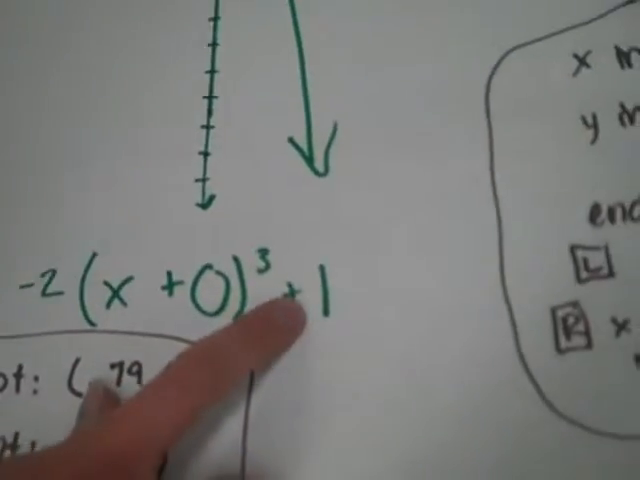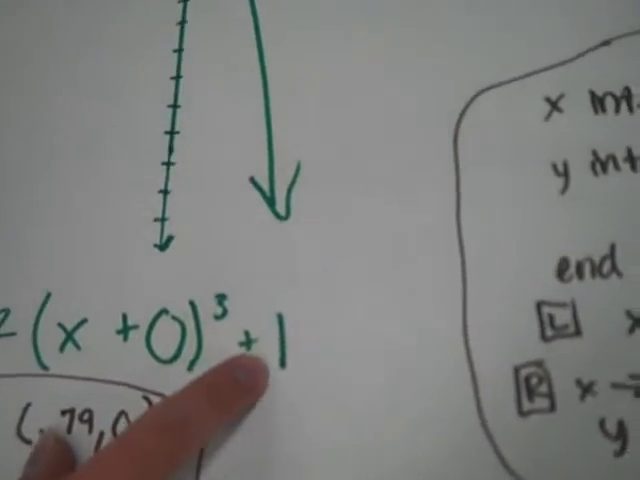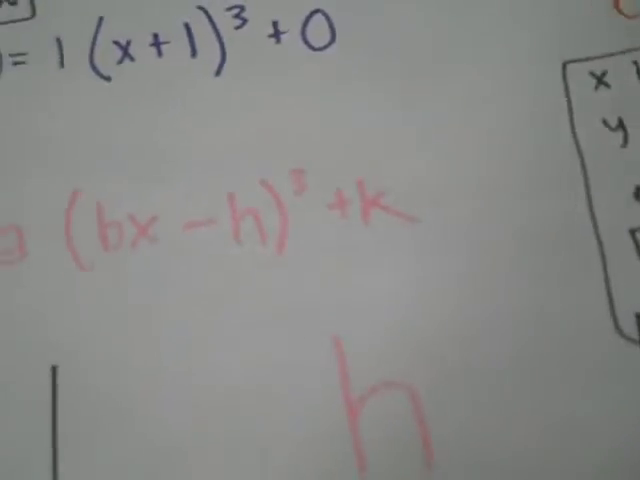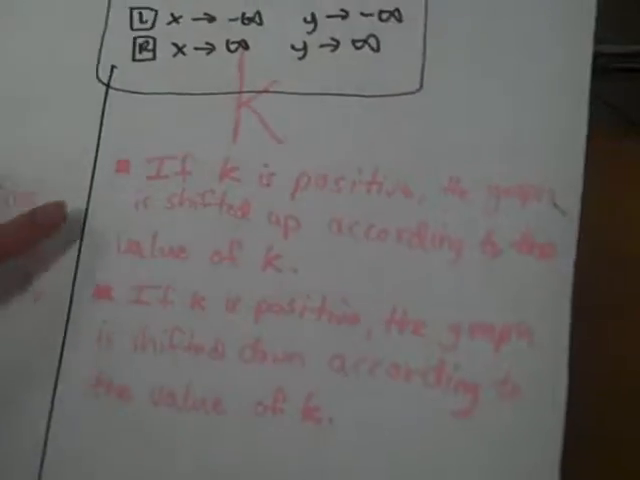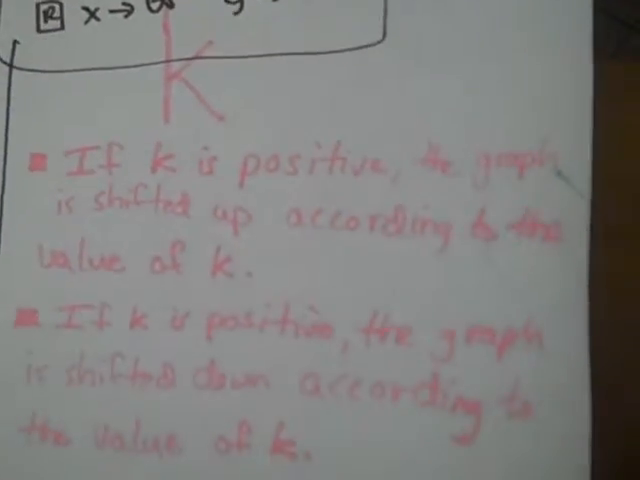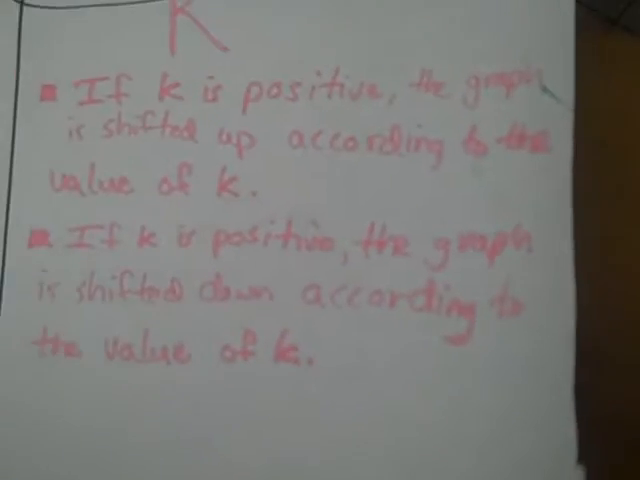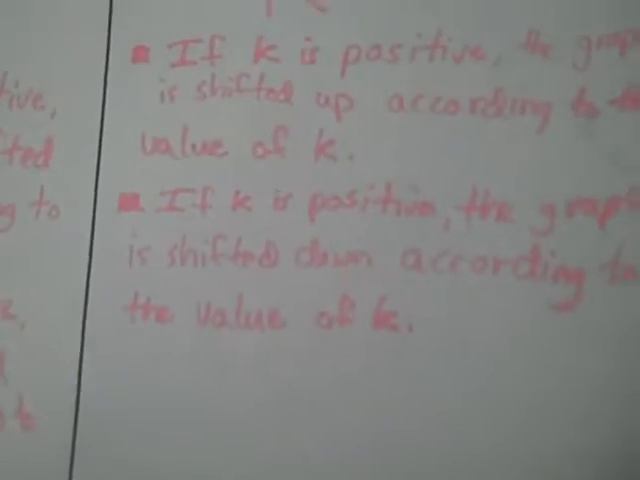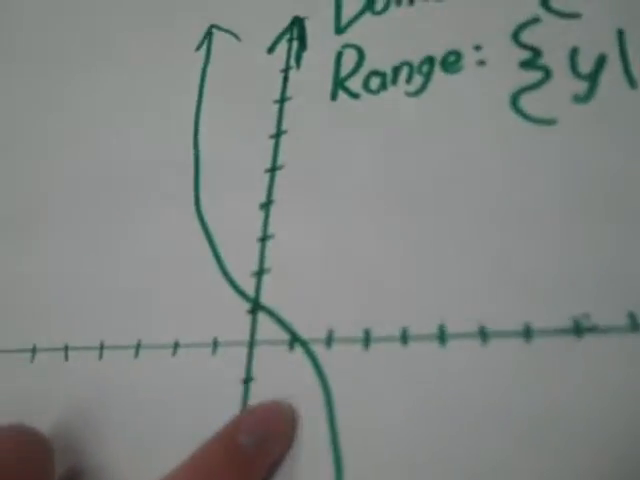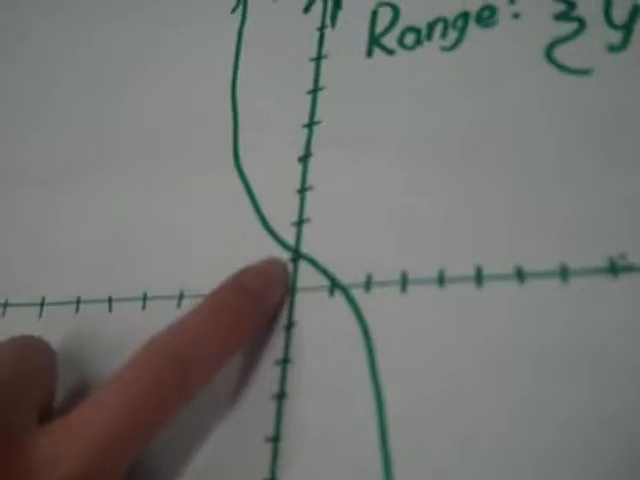Also, k is 1, and the explanation for the parameter of k is: if k is positive, the graph is shifted up according to the value of k. If k is negative, the graph is shifted down according to the value of k. So in this example, our graph is shifted up 1.